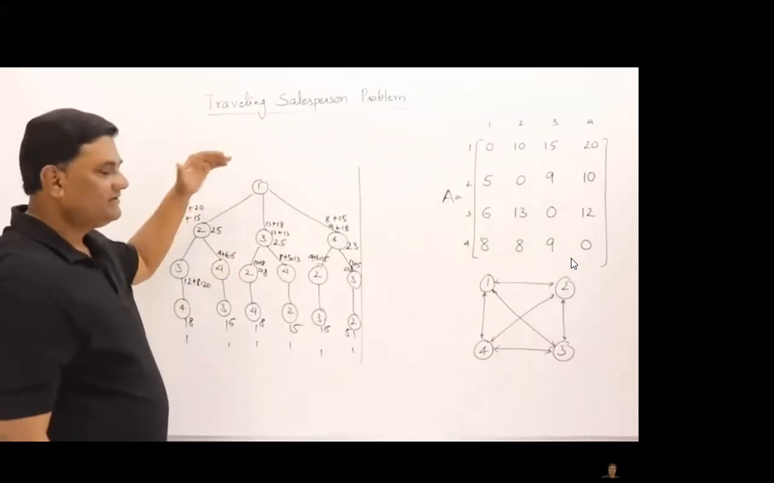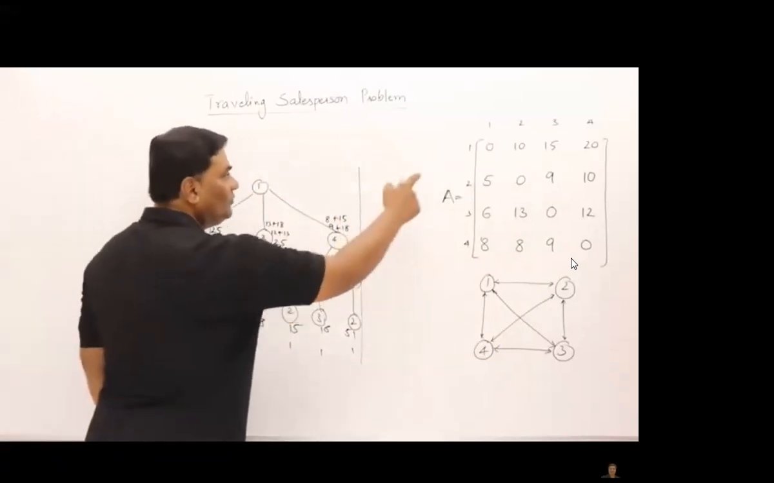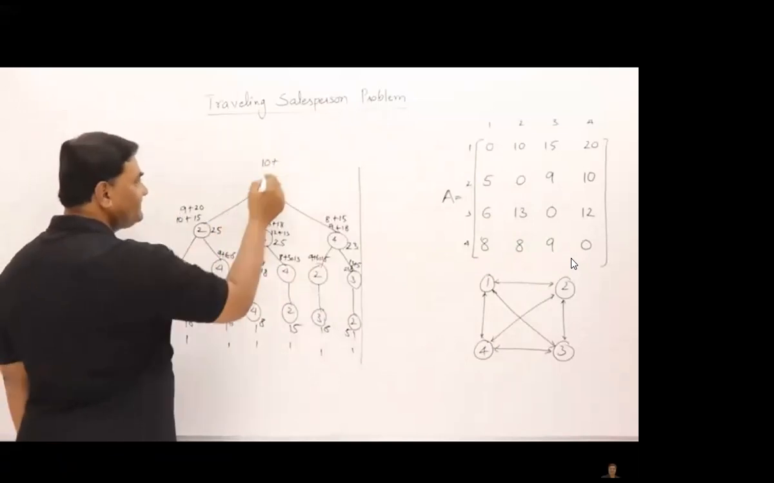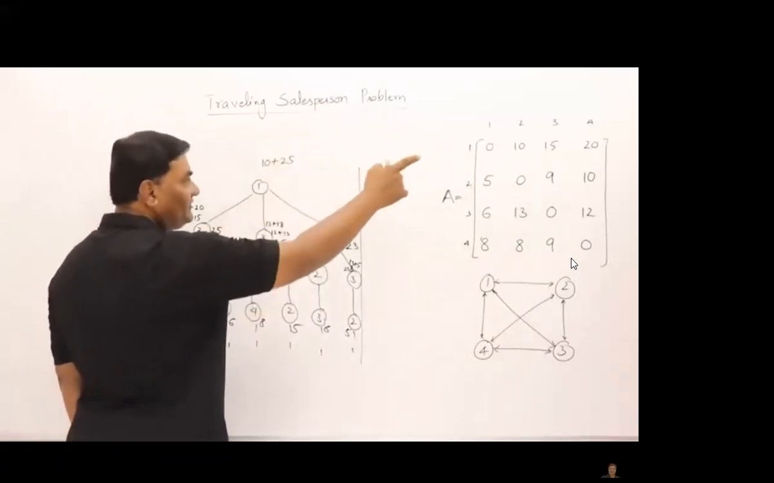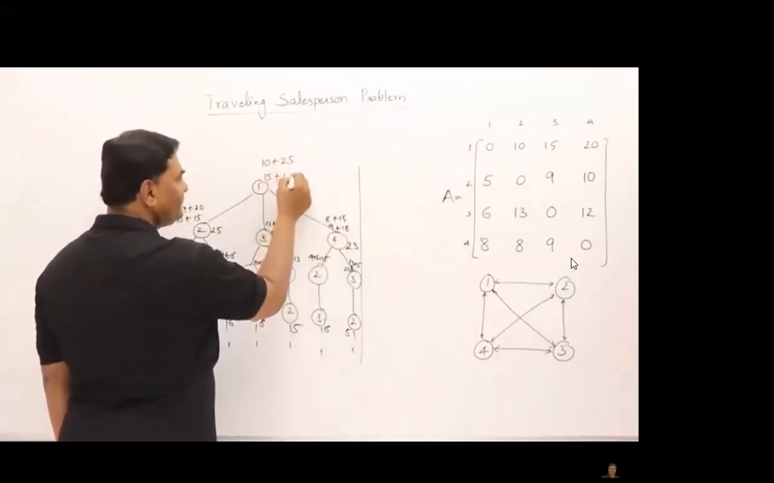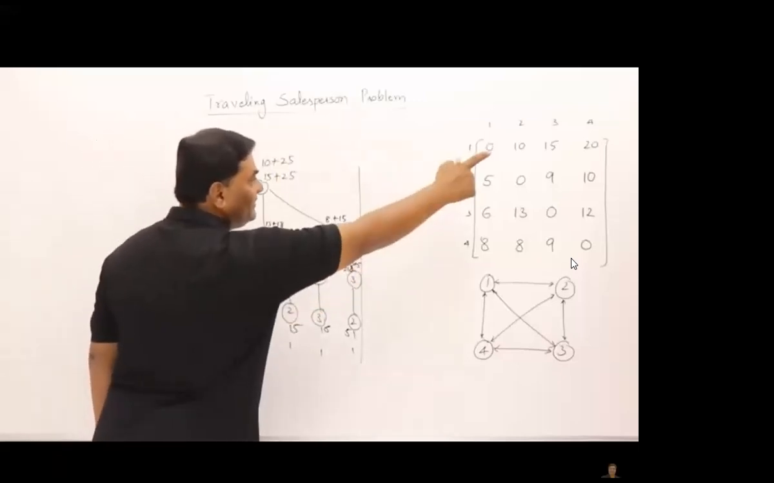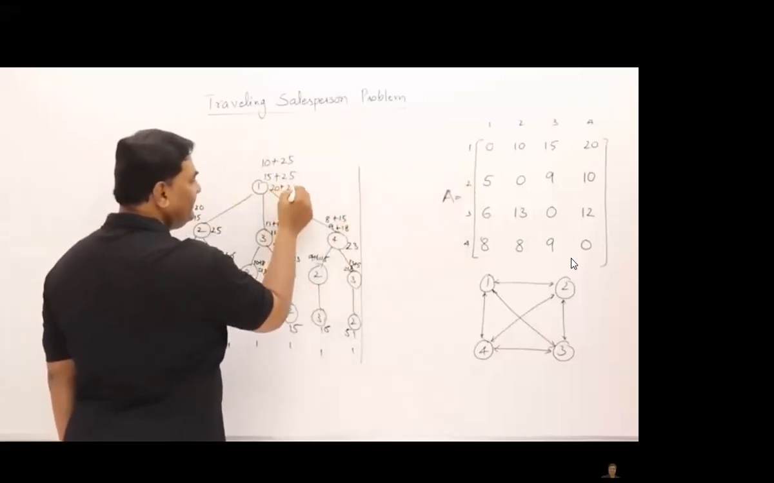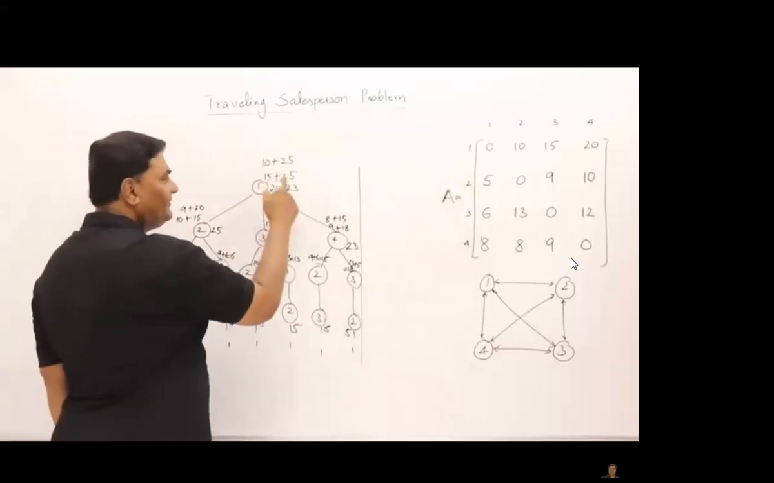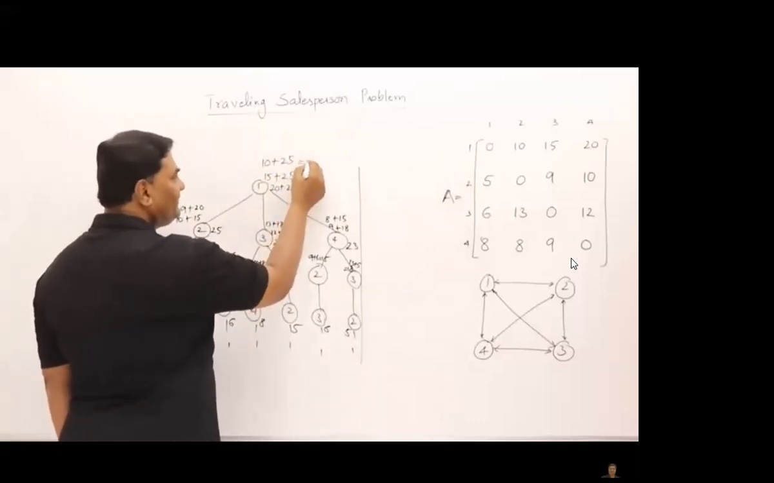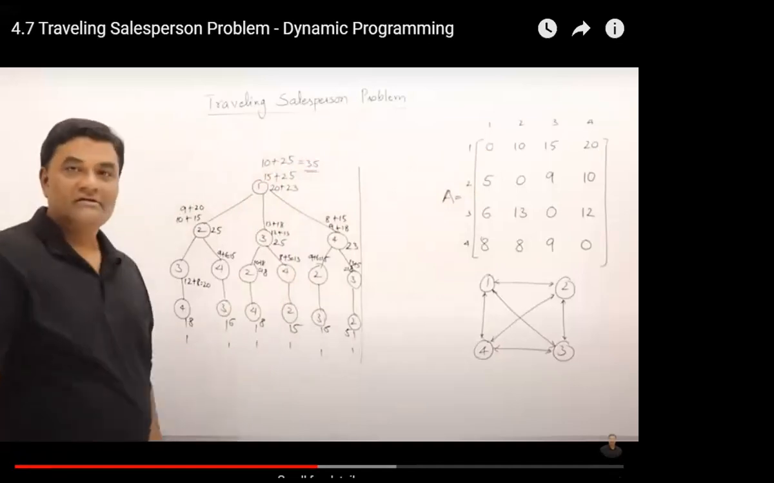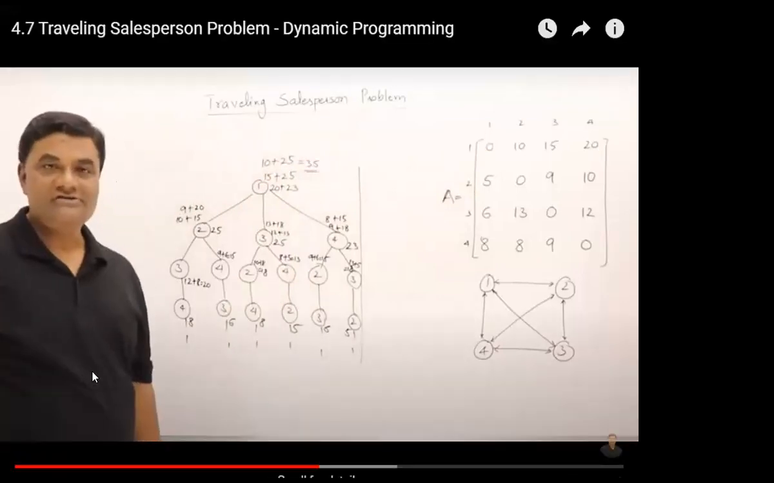Now I can know the cost of this one. 1 to 2 is 10, plus the cost of this, which is 25. And 1 to 3 is 15, plus this is 25. And 1 to 4 is 20, plus the minimum 23. Out of these, which is minimum? This is 35, 40, 43. So 35 is the minimum. That's it, the cost of the shortest route.